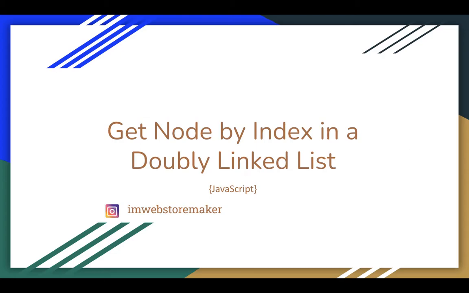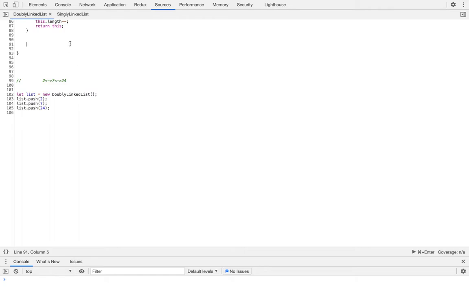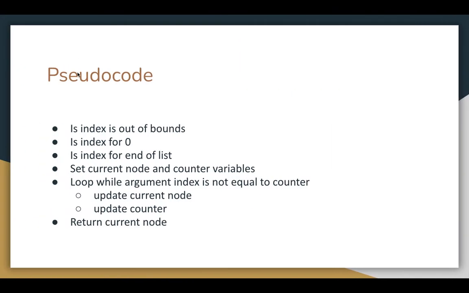In this video, I'm going to show you how to get a node by its index in a doubly linked list. For this method, I'm going to call it get. Get will be passed an index as an argument. That index is necessary for locating the specific location within the list that we want to pull or get the specific node from.